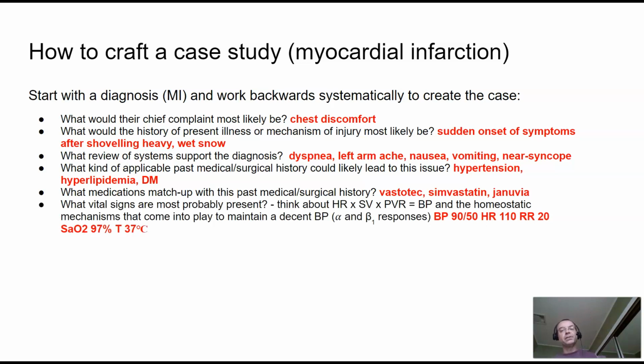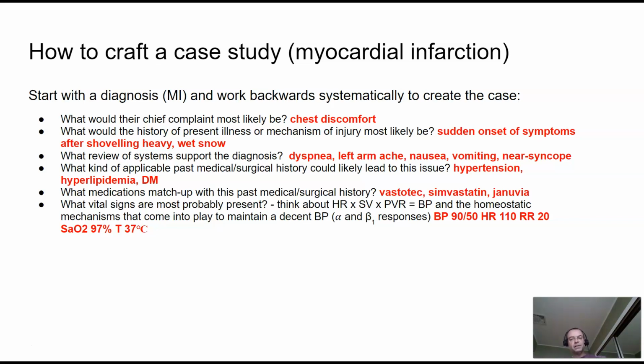Vital sign-wise, so let's say our blood pressure is 90/50. We really have to tie in the rest of the vital signs for this to make sense, okay? So if our blood pressure is 90/50, that means we're hypotensive. That means that heart rate times stroke volume times PVR is equal to blood pressure. That means our heart rate should be elevated, our stroke volume should be elevated, and our peripheral vascular resistance should be elevated. So therefore our heart rate is 110, which is elevated.